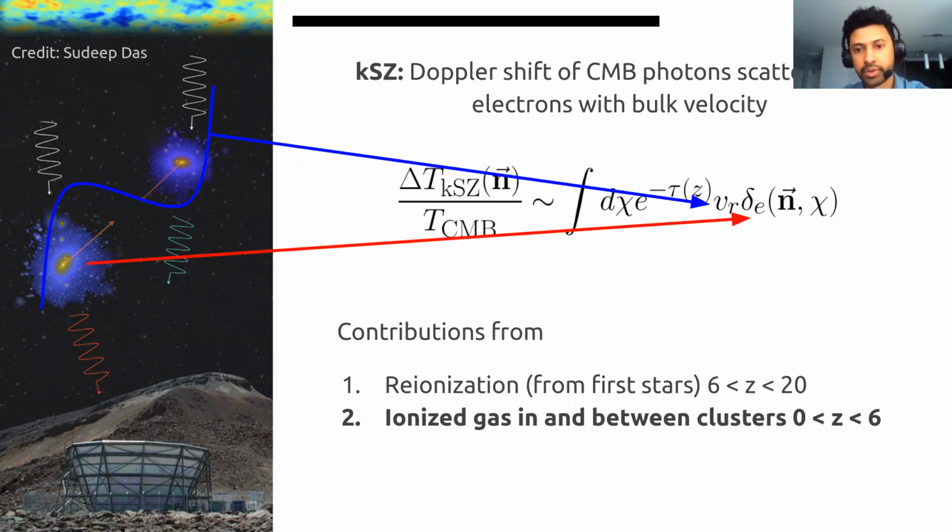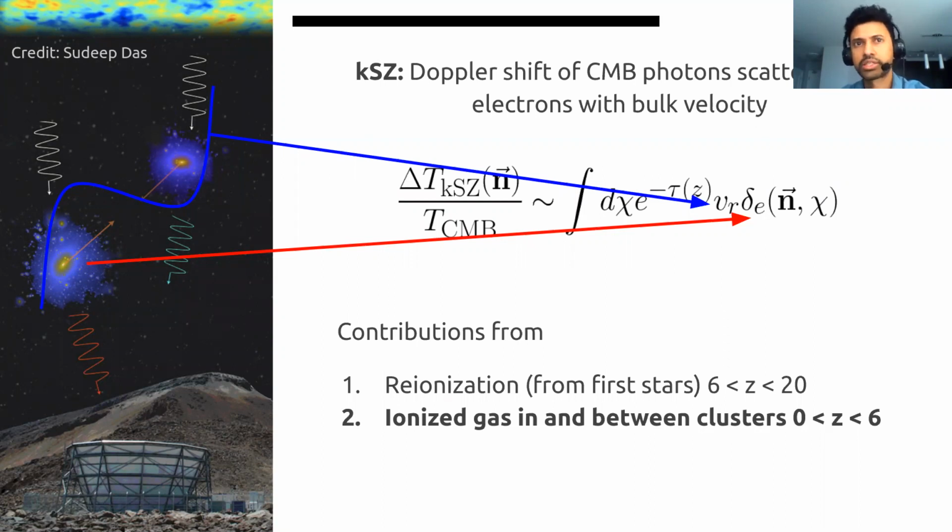And for this talk, Pawan mentioned that you can think about both the reionization epoch, but what I'm particularly interested in is the ionized gas in between clusters at low redshifts, where you have clusters of galaxies and the gas in between clusters. So that's what I'm thinking about when I'm writing down these overdensities of electrons over here. It's the ionized gas in between clusters between redshift 0 and 6.